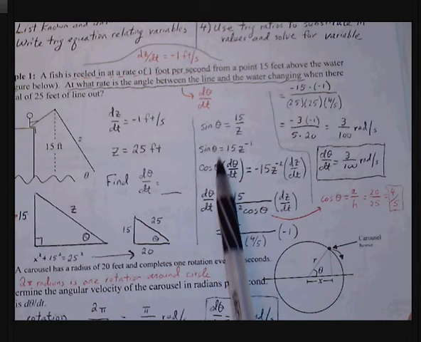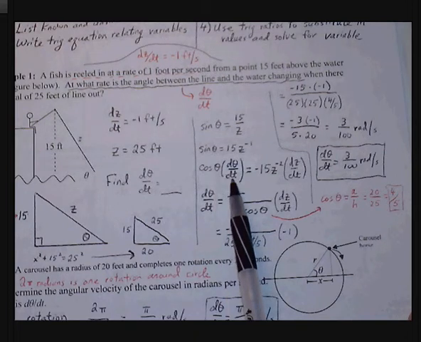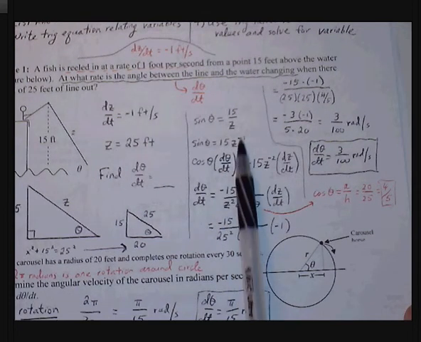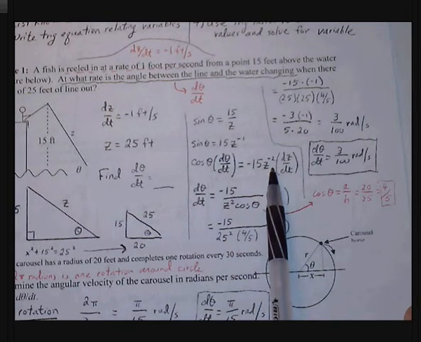Cosine of theta. Every time we find the derivative of a variable, we have to attach a d over dt, since this is related rates, to a third variable, is equal to, go through power rule, bring down the negative 1, subtract 1 from the exponent, and then, because we just found the derivative for z, we have to attach a dz over dt.